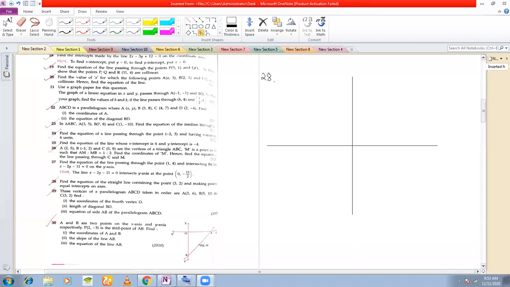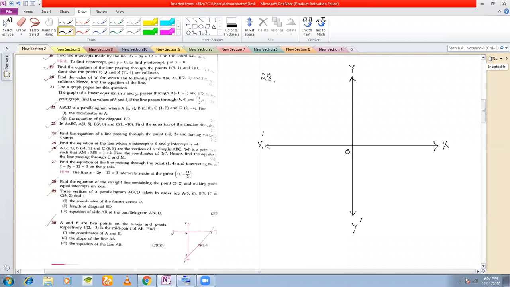So I'll read out 28 once again. Problem number 28 states, find the equation of the straight line containing the point (3, 2) and making positive equal intercepts on the axes. So these are your axes.